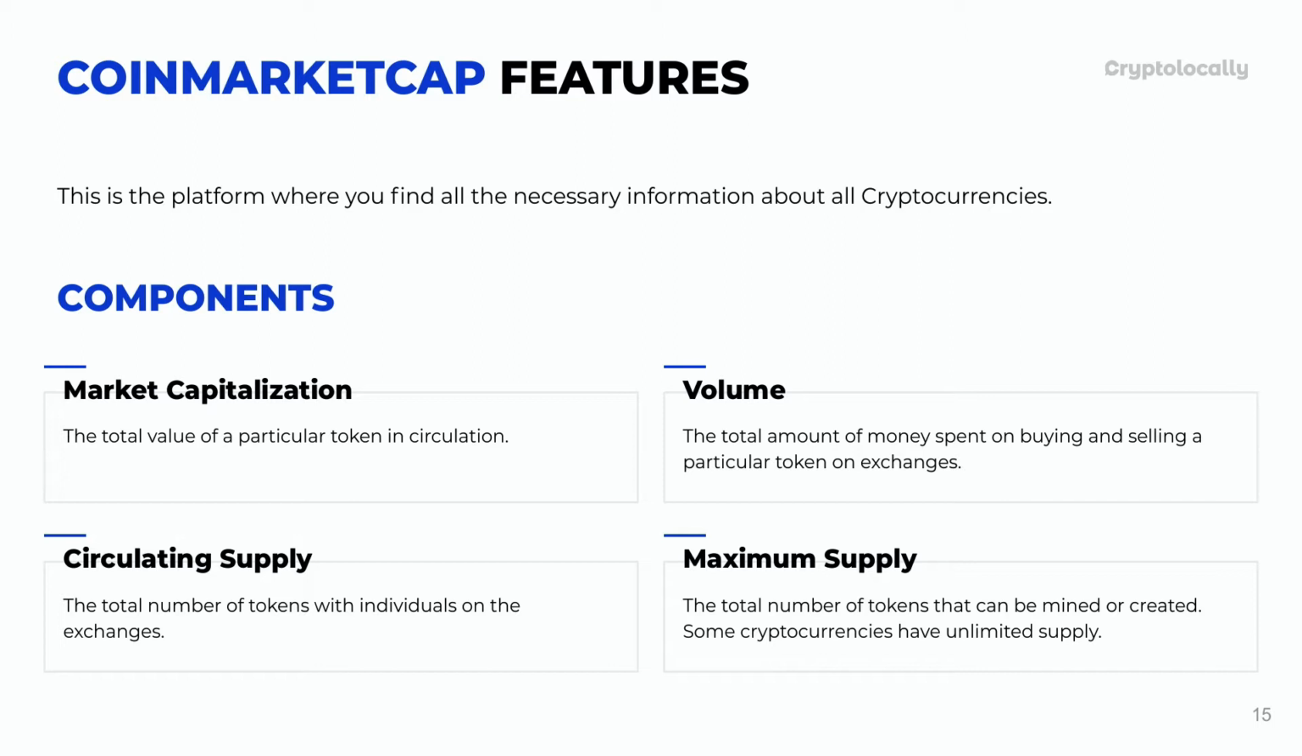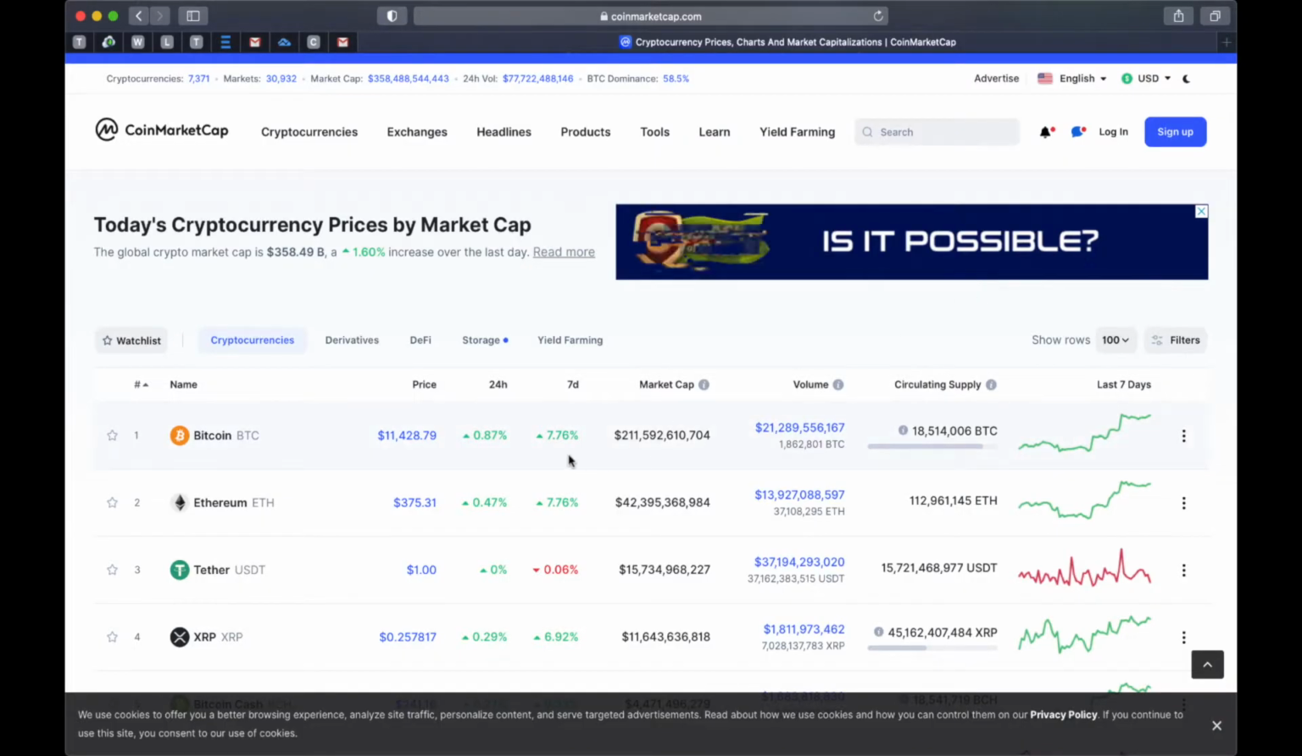So how do we calculate market capitalization? Let's use Bitcoin for example. We know that the price of Bitcoin is 11,428, right? And then circulating supply, which is the total number of Bitcoin in circulation, the total number of Bitcoin that has been mined. The number of Bitcoin that has been mined as of now is 18,514,000.